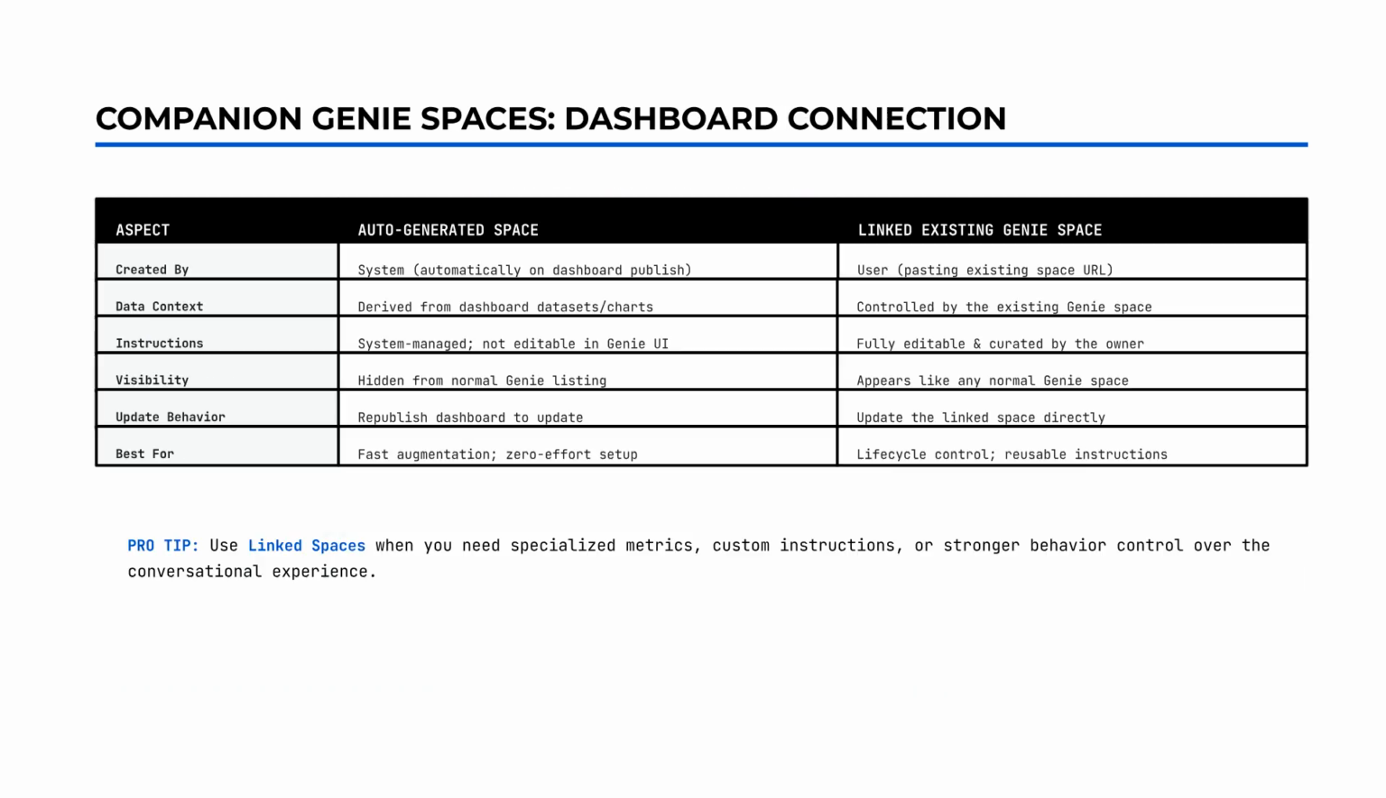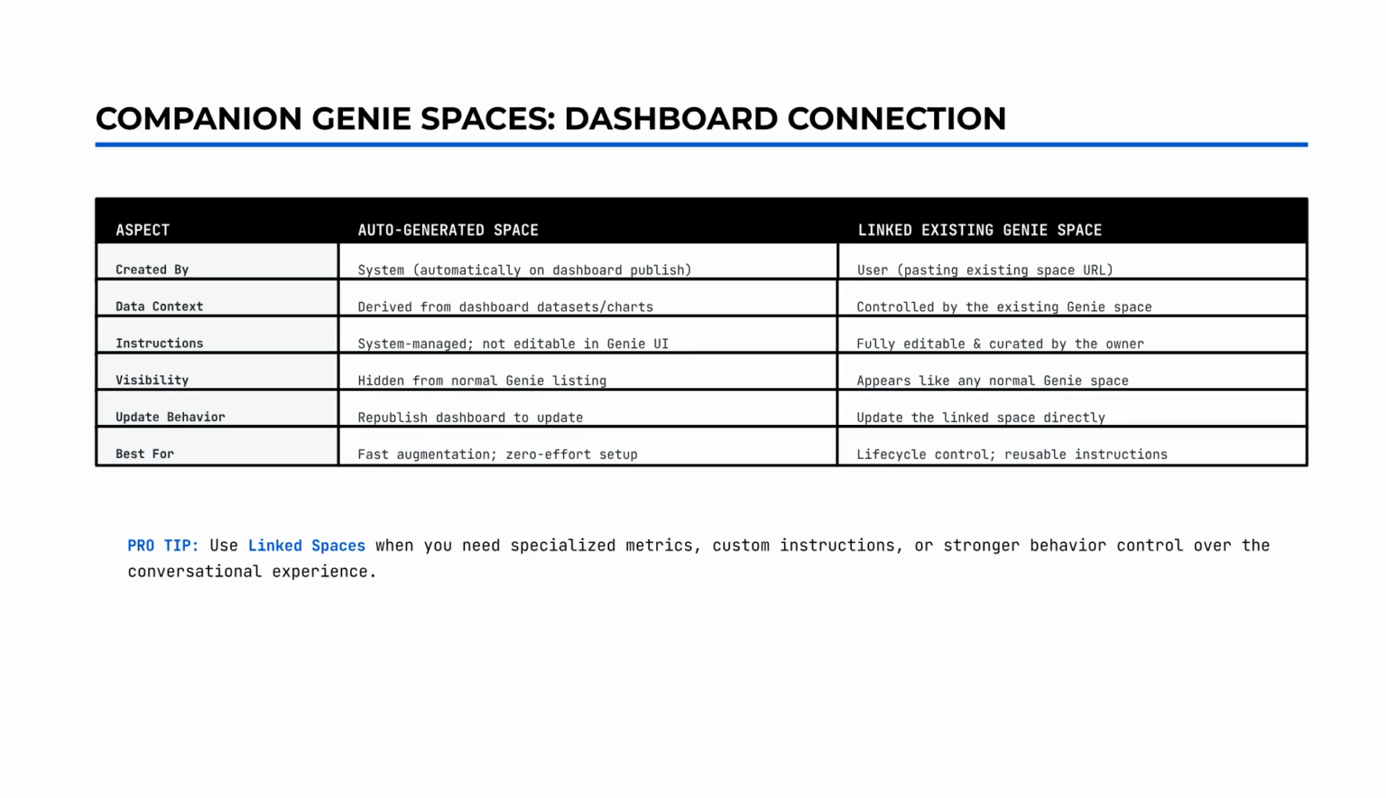One of the smartest ways to drive fast adoption is through companion Genie spaces connected to your AI BI dashboards. When you publish a dashboard, you have 2 options. Let Databricks automatically generate a companion Genie space, or link it to an existing, fully curated Genie space. The auto-generated option is lightning fast and zero effort, perfect for quick augmentation of dashboards.